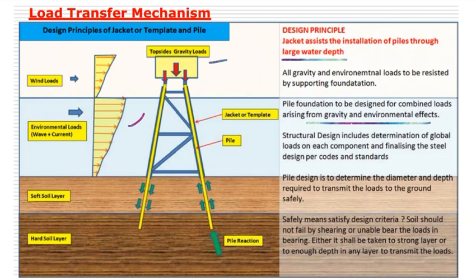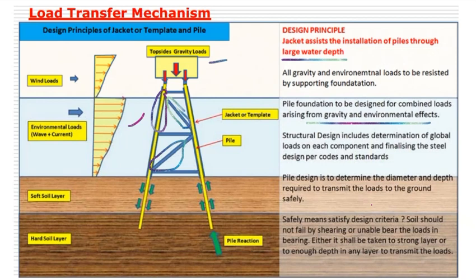Structural design includes determination of global loads on each component and finalizing a steel design per code standards. We have to determine how much force each component of the structure is going to experience. So we need to design this structure in line with the codes and procedures so that it will be safe to transfer the forces.